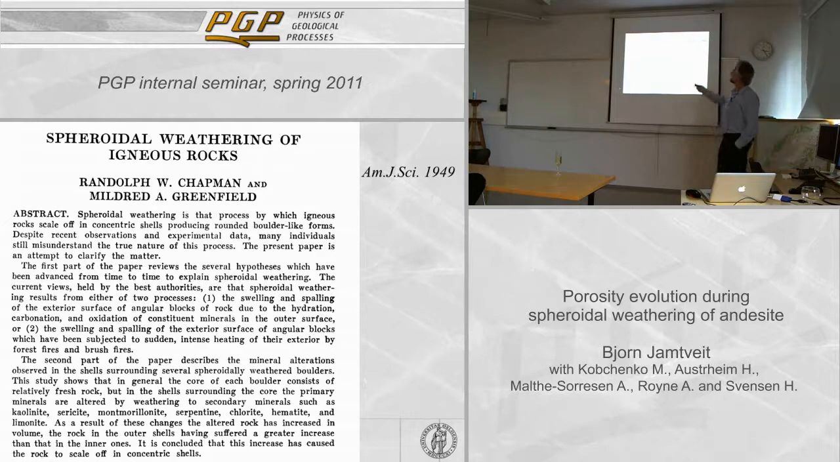And then they help sort this out, and their explanation is that there are two processes involved. It's a swelling and spalling of the exterior surface of angular rocks due to hydration, carbonation, and oxidation of the constituent minerals. And that's exactly what I'm going to talk about today: hydration, carbonation, oxidation of the constituent minerals on the outer surface of the rock.